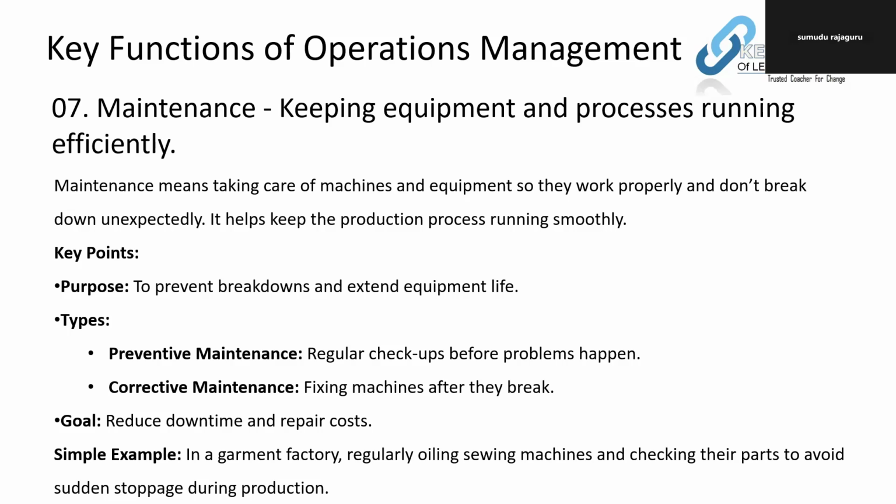Seventh key function of operation management is maintenance, keeping equipment and processes running efficiently. Maintenance means taking care of machines and equipment so they work properly and don't break down unexpectedly. It helps keep the production process running smoothly. When we move to the key points, what is the purpose of maintenance? To prevent breakdowns and extend equipment life.